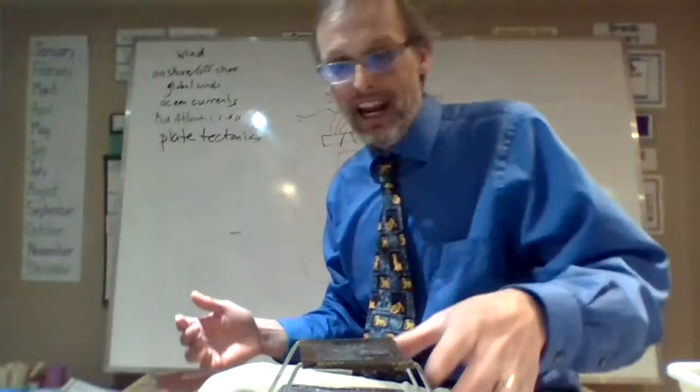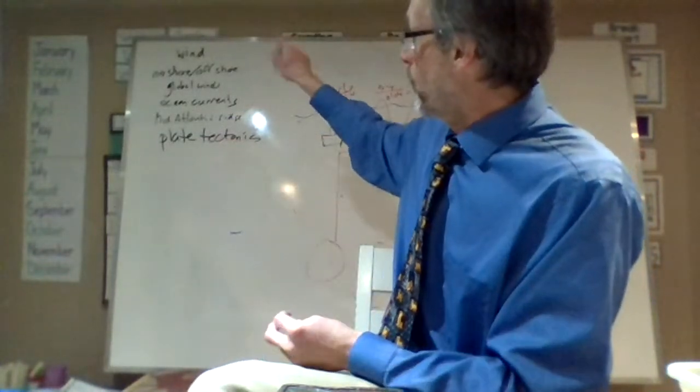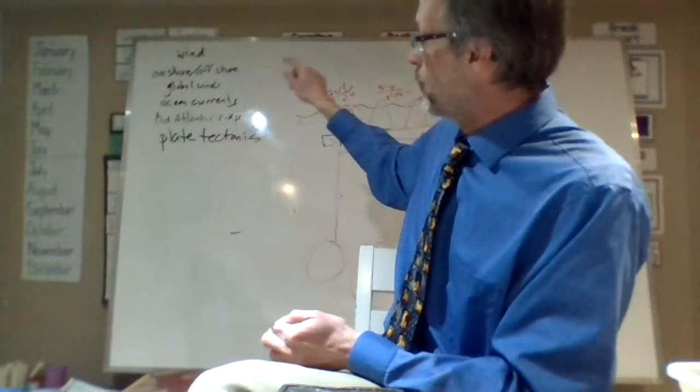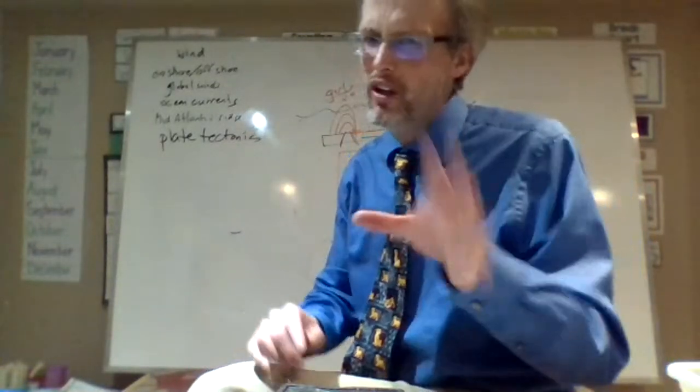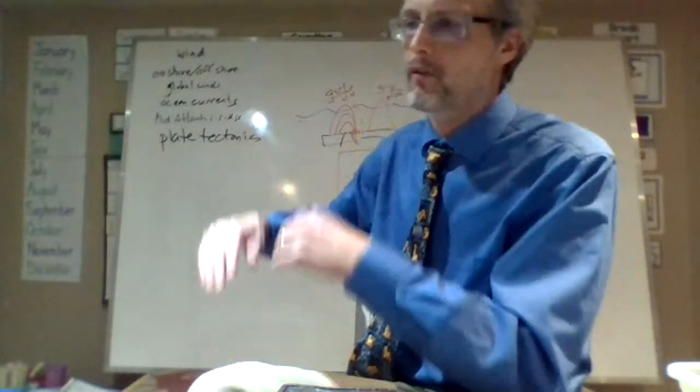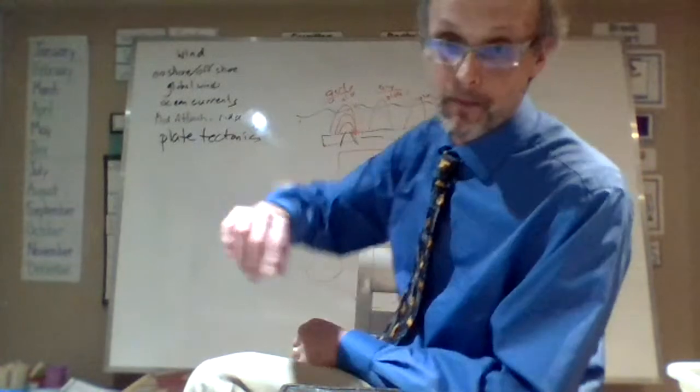So you can use any of these examples on the last question. You can talk about wind, onshore and offshore breezes, global winds, ocean currents, the mid-Atlantic ridge, plate tectonics. I wouldn't talk about the Hawaiian Islands because it doesn't show the full convection current, but it is caused by a convection current.